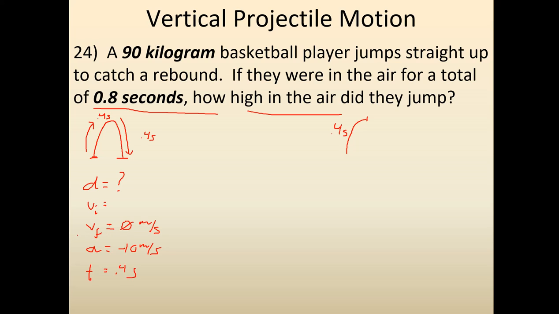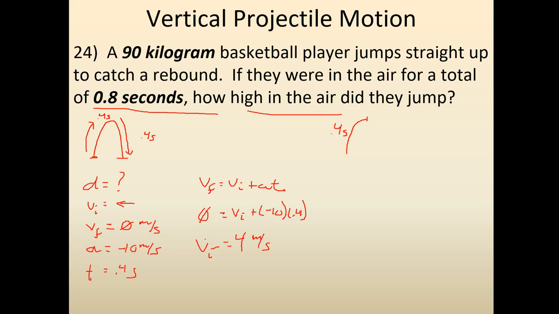Now, as I said, there is no equation that has D, VF, A, T. But what I can do is take a little detour and find the initial velocity first. So use the acceleration equation, VF equals VI plus AT. You can set this equal to 0. You can set the initial velocity as our unknown. Acceleration is -10, and the time is 0.4. So we get that the initial velocity is going to end up being equal to 4 meters per second.